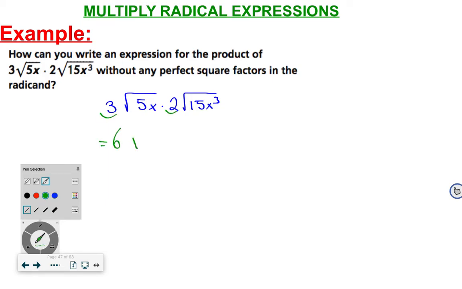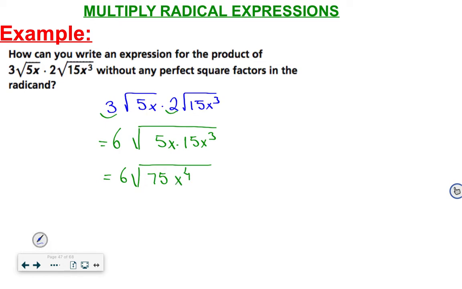After that, if the degree of the radicals is the same, you can multiply the expressions inside the radical under the same radical, 5x times 15x cubed. After that, let's simplify inside the radical. 5 times 15 is going to be 75. X times x cubed will be x to the power 4.